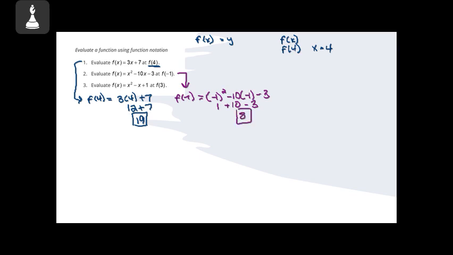And our last one wants us to find f of 3 for the function x squared minus x plus 1. So that's going to be 3 squared minus 3 plus 1. 3 squared is 9, minus 3 plus 1. Well, 9 minus 3 is 6, plus 1 is 7. So that is the first thing that we can do with function notation.